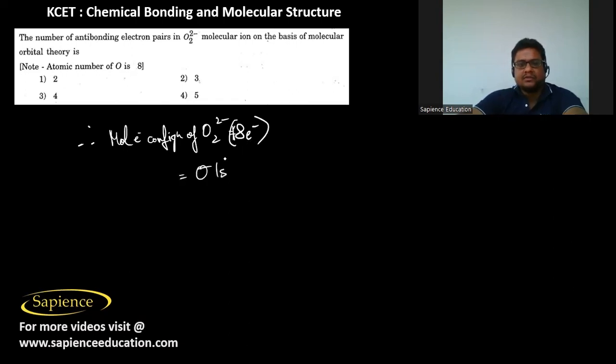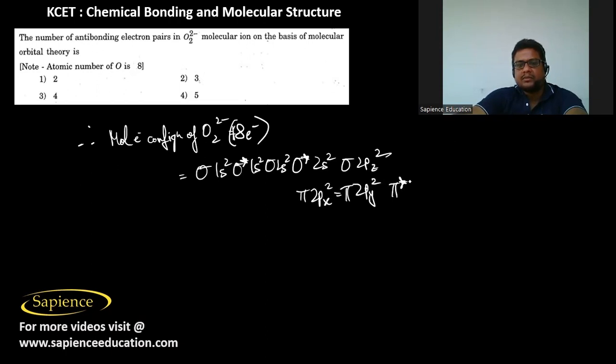So that will be sigma 1s2, sigma star 1s2, sigma 2s2, sigma star 2s2, then sigma 2pz2, then pi 2px2 equals pi 2py2, then pi star 2px2 equals pi star 2py2. So here 1, 2, 3, 4, 5, 6, 7, 8, 9. So it has 18 electrons. So it is the required molecular electronic configuration according to the molecular orbital theory.